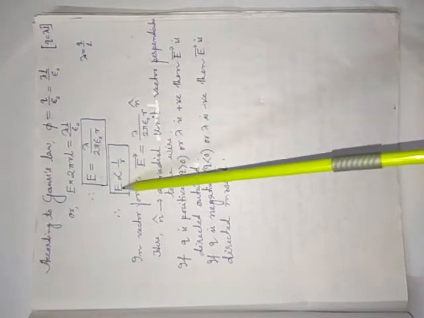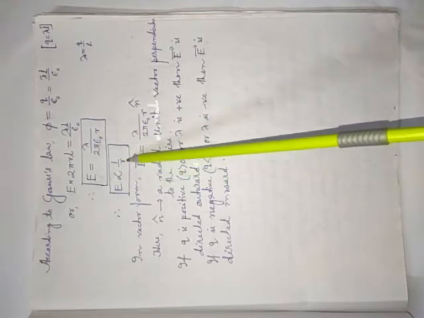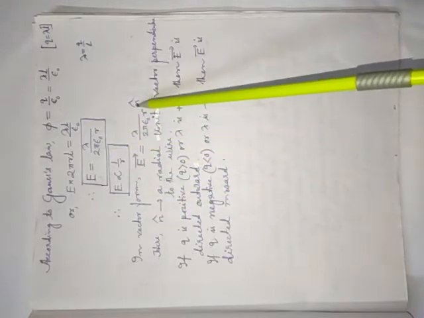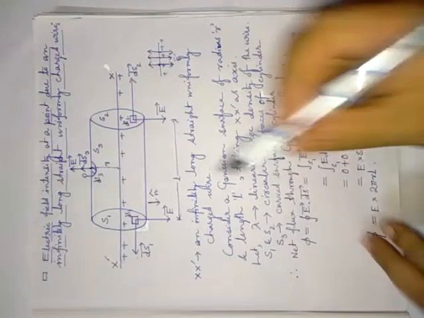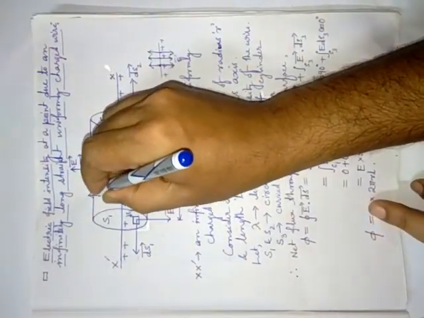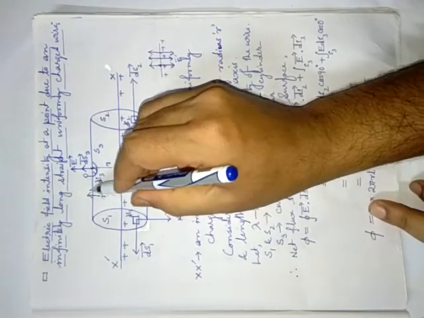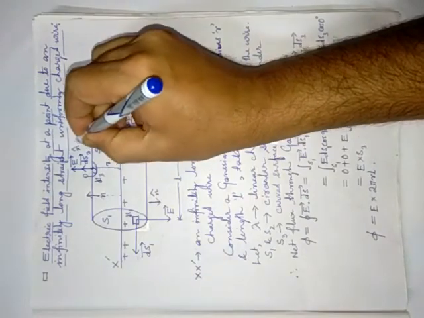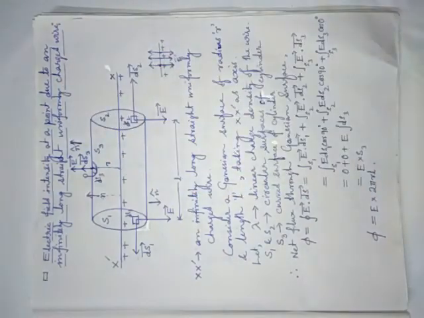Since lambda, the linear charge density, and 2 pi epsilon naught are all constant, you can write E is proportional to 1 by R. In vector form you can write E vector equal to, just put a unit vector n cap. Here n cap is a radial unit vector perpendicular to the wire. It is a unit vector which is radially outward, not inward, always outward.